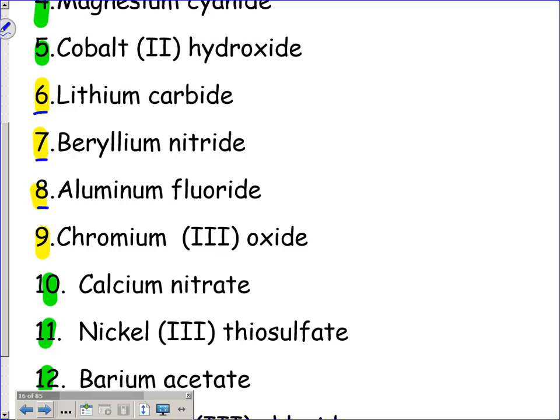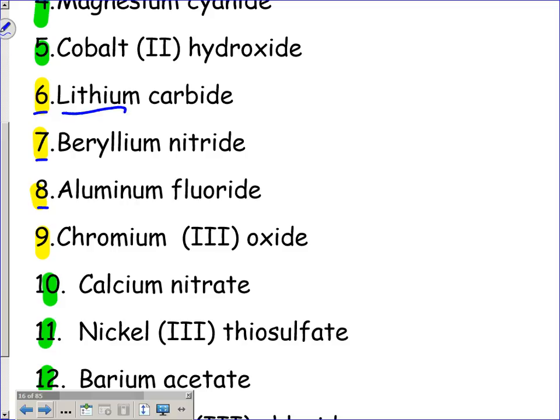Mine are not numbered on your sheet, but you are looking at the page that has lithium carbide on this little section right here. Turn it over. All right, so you found the name. Step 1 in writing the name, you write the symbol. Let's look for lithium.